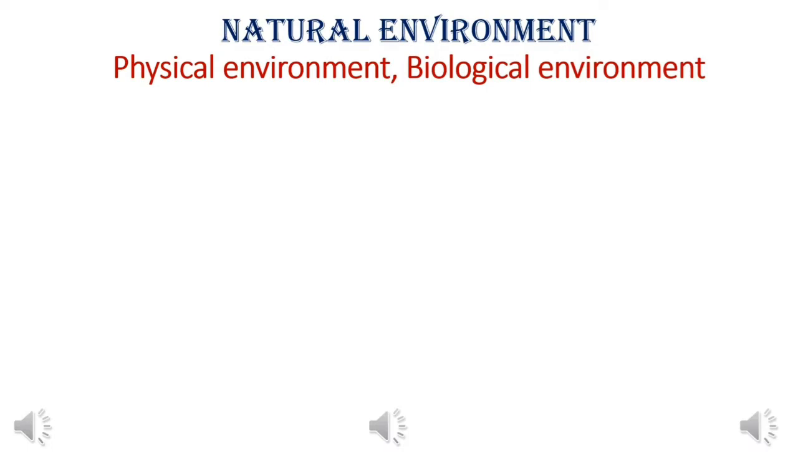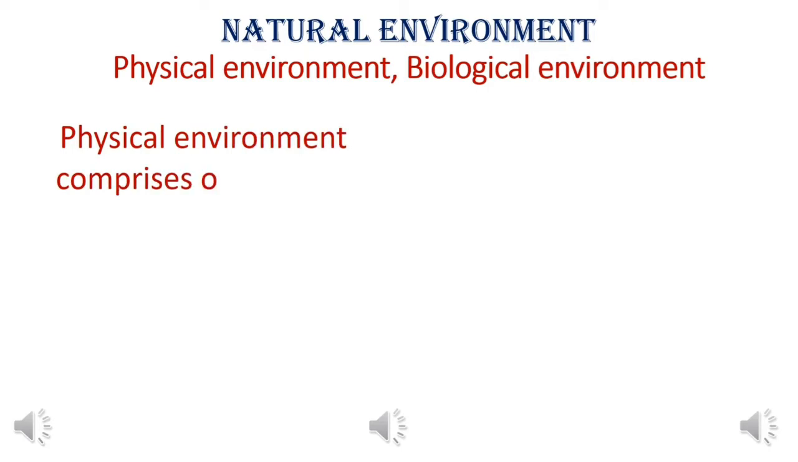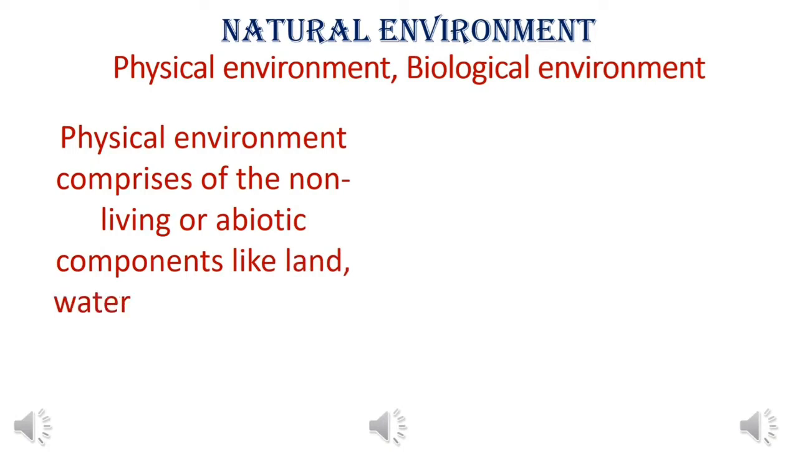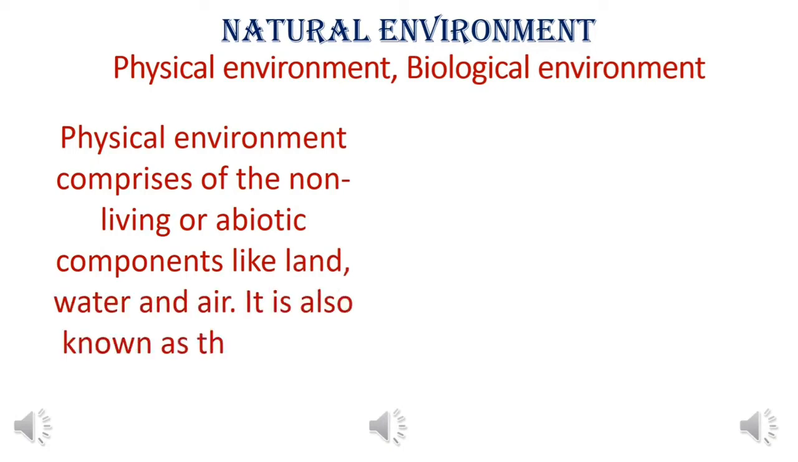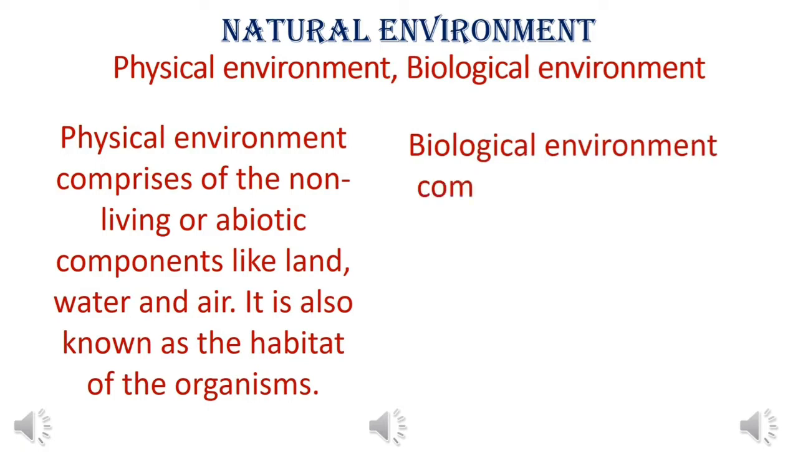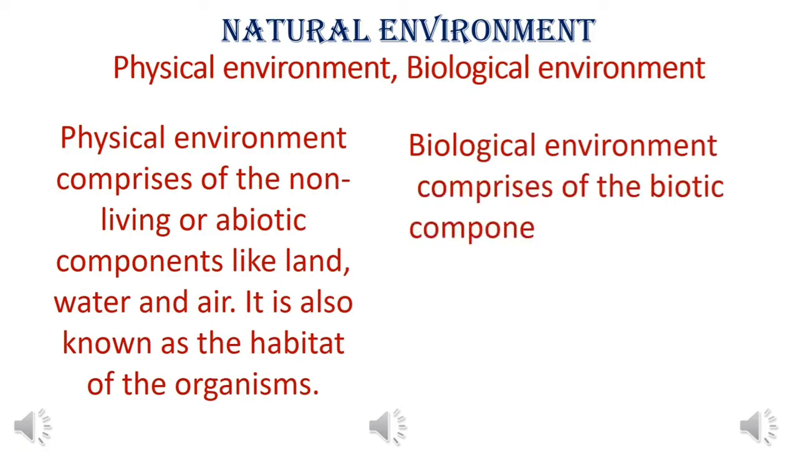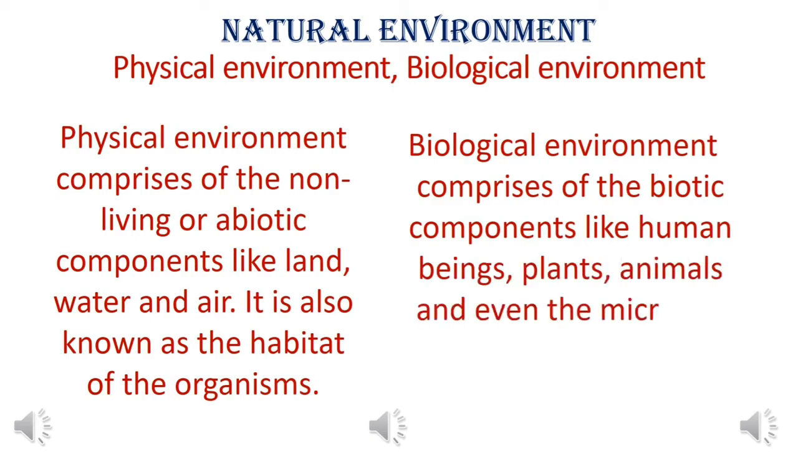Natural environment can be categorized into physical environment and the biological environment. Physical environment comprises the non-living or abiotic components like land, water, and air. It is also known as the habitat of the organisms. Biological environment comprises the biotic components like human beings, plants, animals, and even the microbial organisms.